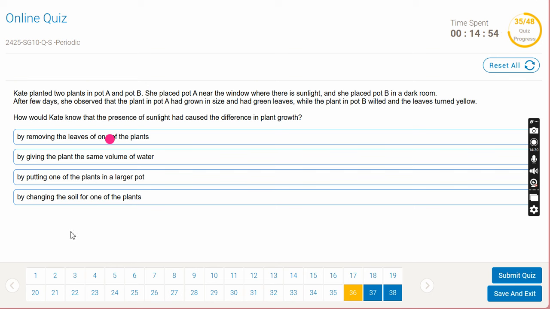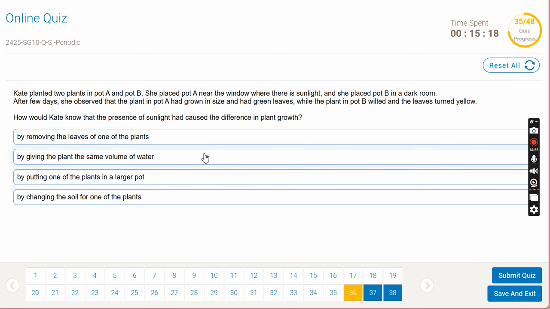Kate planted 2 plants in pot A and pot B. She placed pot A near the window where there is sunlight. She placed pot B in a dark room. After a few days, she observed the growth. Pot A, which had light, grew in size and had green leaves, while the plant in pot B wilted and the leaves turned yellow. So how would Kate know the presence of sunlight caused the difference in plant growth, right? The rest of it is all kept the same.